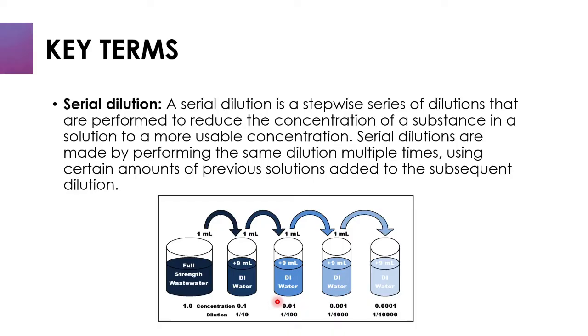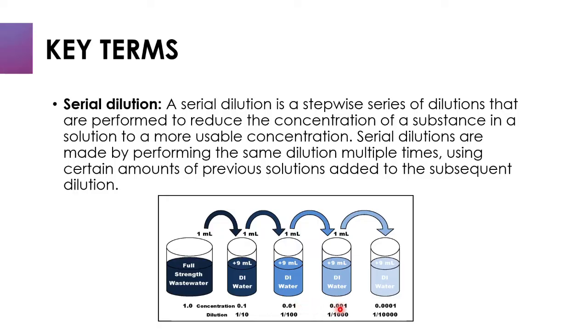To do this, if you are to dilute our full strength wastewater of concentration 1 molar to 0.1 molar, we will just pick 1 ml of our stock solution and add it to 9 ml of deionized water or distilled water to get this concentration. We will also pick 1 ml of the 0.1 molar solution and add it to 9 ml of the deionized or distilled water to prepare a concentration of 0.01 molar.